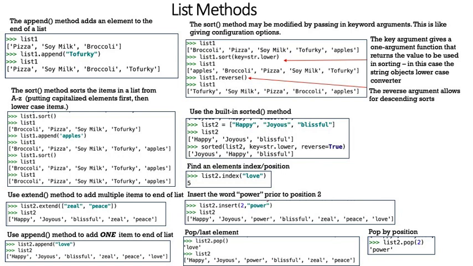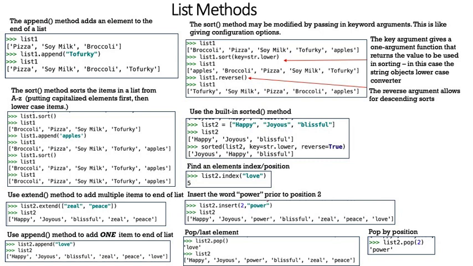Insert the word power prior to position 2. So insert 2. What do I want to insert? Power. So where do I want to insert it? Before position 2, the word is power. So we have list 2, happy, joyous, power, blissful, zeal, peace, love.